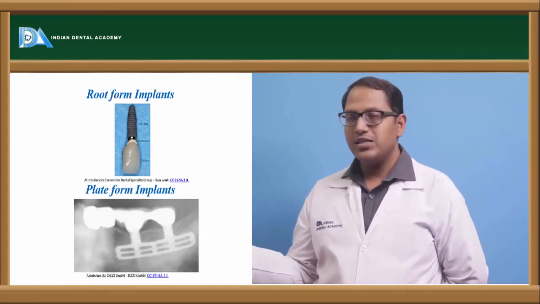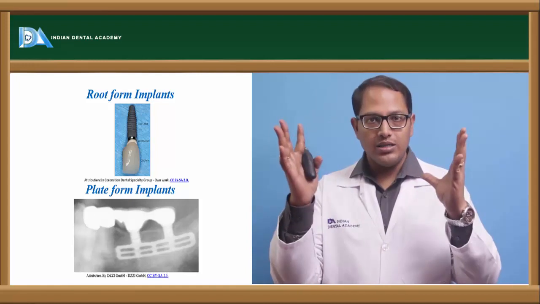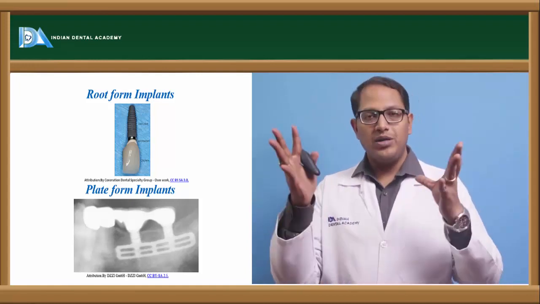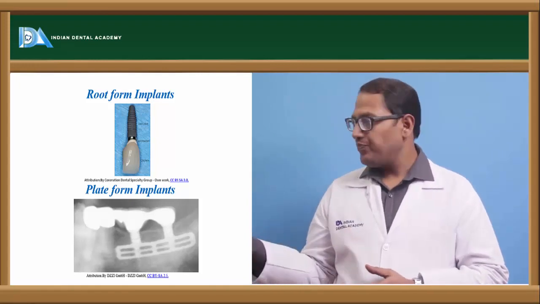Nowadays the implant is a screw form or root form implant. Like our root, it has an upper to lower curvature and an upper to lower tapering. The root form implant is the one which has come into the picture.